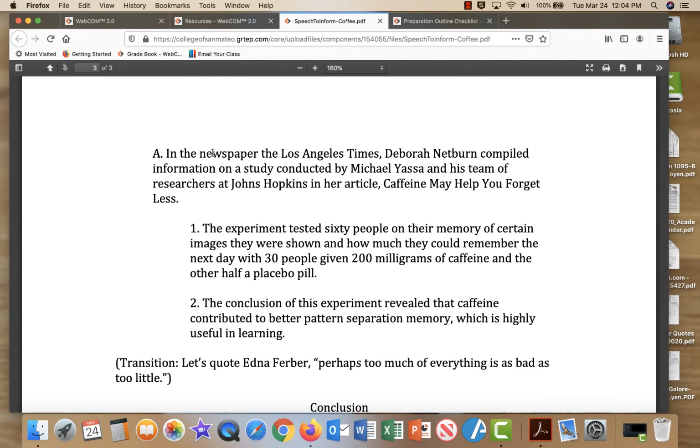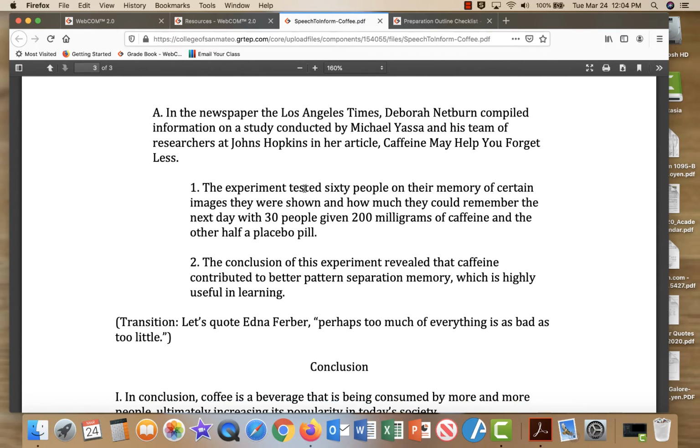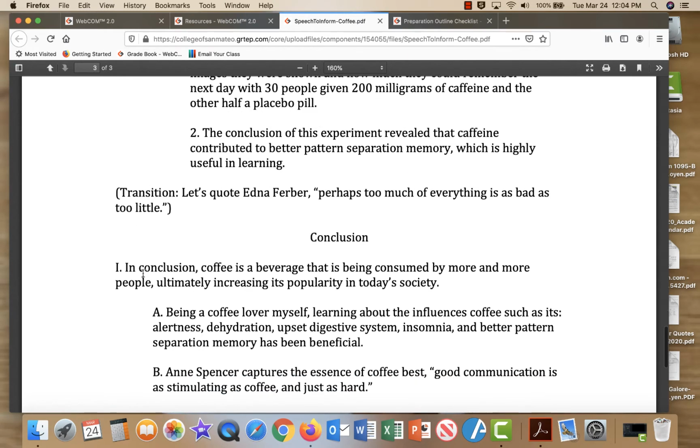Fourth main point, aha. Here we have the newspaper. So in the newspaper, the Los Angeles Times. And what's really nice about this quote is that they're pulling a story from researchers from Johns Hopkins University, which is a very highly credible source, especially dealing with public health. We have a transition that goes into the conclusion.